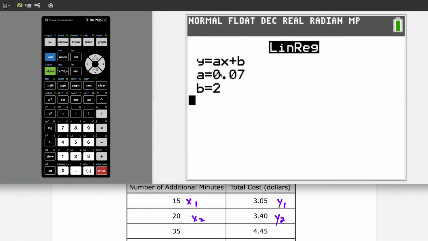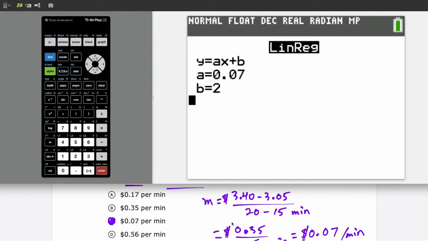And if we calculate this, notice our a value is 0.07, which does match choice C. So that's definitely our answer.